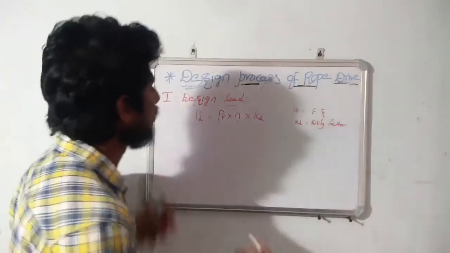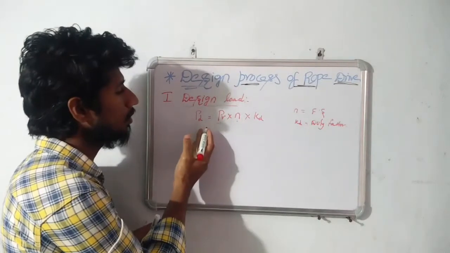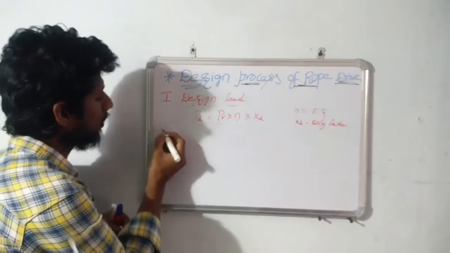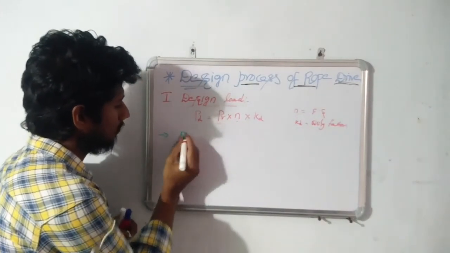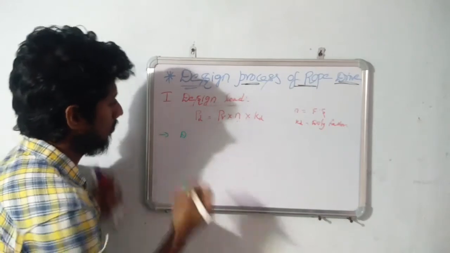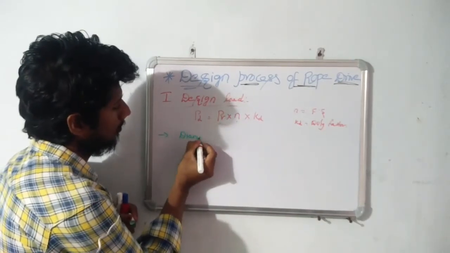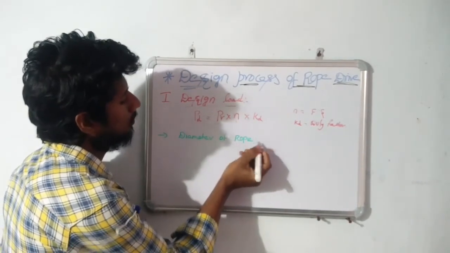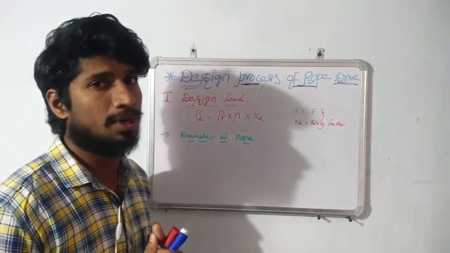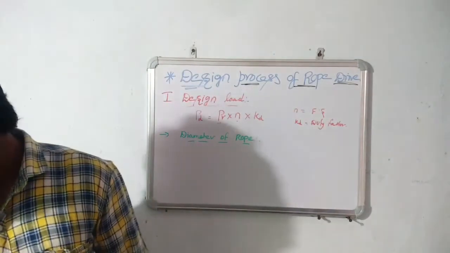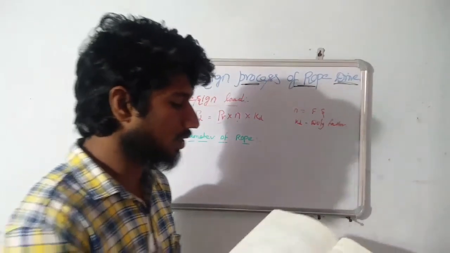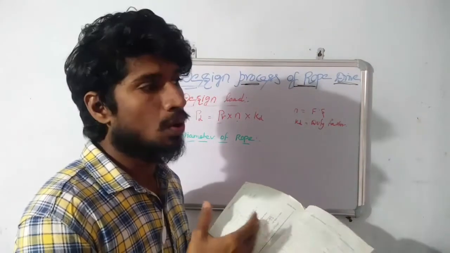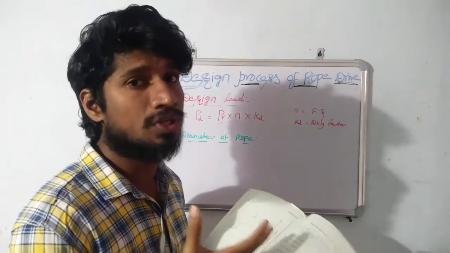So when we know the factor of safety and duty factor, it is easy to find out the design load. Okay, when we know the design load, next we are going to find out the diameter of rope. So how do we find out the diameter of rope? We already discussed. We know the need of that rope wire. We are going to design that rope wire for which type of application.